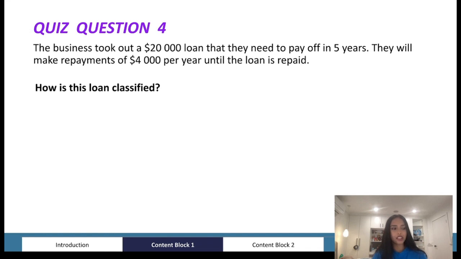Try to, if you have paper, write your answer down, or even if you don't have paper, just think of your answer in your head and have it ready, and then I'll go through it.